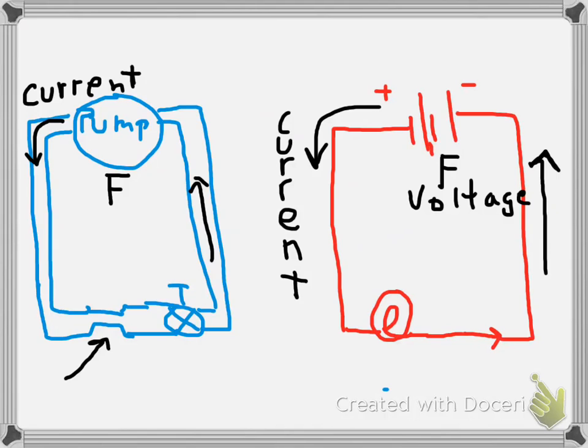And so when we close the switch, all the battery does is provide a force, which we call voltage. Voltage is just the force that pushes the electrons around the wire. The electrons are already in the wire, just like the water is already in the pipes. The pump just pushes the water around the pipes. The battery just pushes the electrons around the wire.